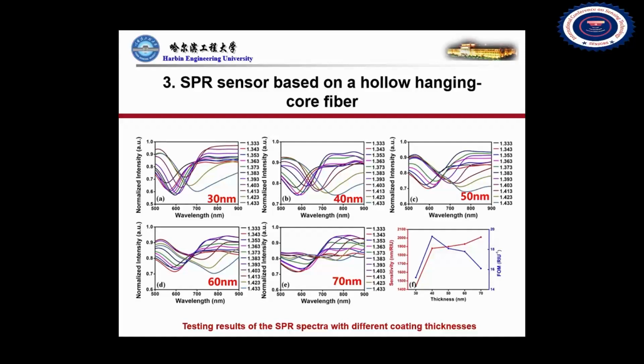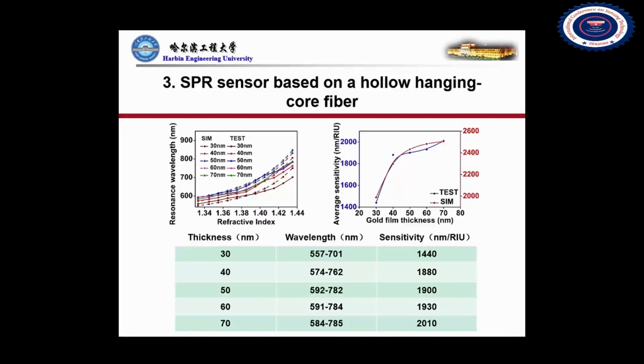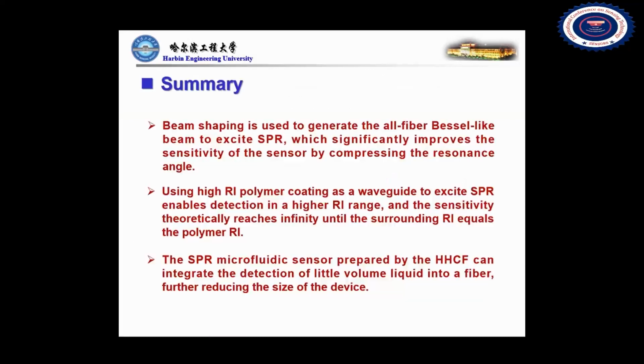The relationship between the resonance wavelength and the tested refractive index is shown here. With the increase of gold film thickness, the refractive index sensitivity of SPR gradually increases. Considering sensitivity and quality factor comprehensively, the optimal coating thickness range is 40 to 60 nm, and the corresponding sensitivity is 1,880 nm per refractive index unit to 1,930 nm per refractive index unit.